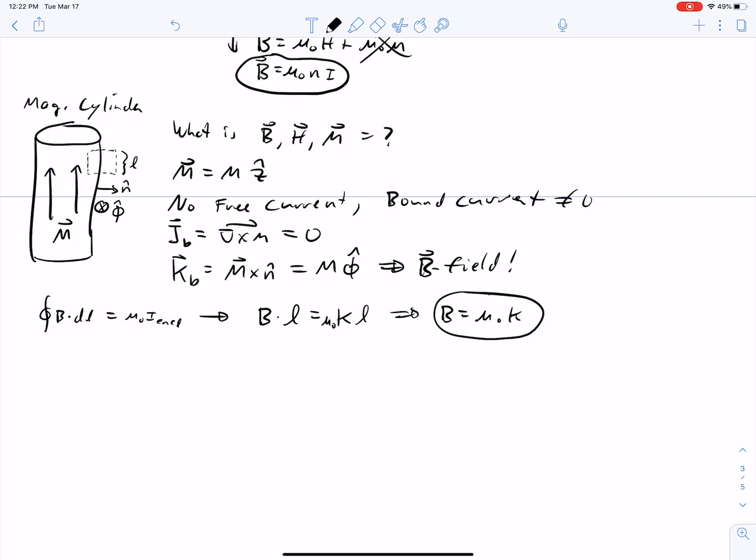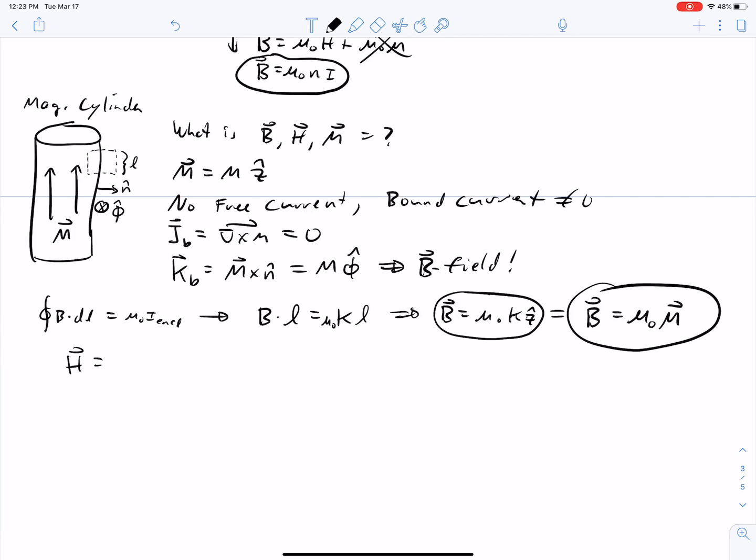And we see it's pointing in this direction. B is, let's see, mu naught K, but now it's in the z hat direction. And we can then find the H, because we see that H is equal to, and K we know is equal to, of course, the bound current, which is just M, and so B is equal to mu naught M.